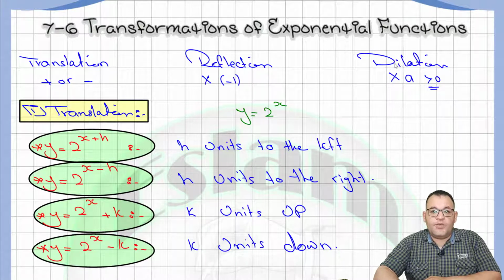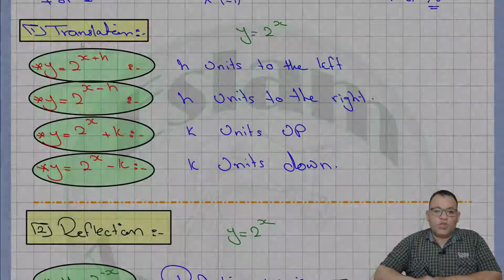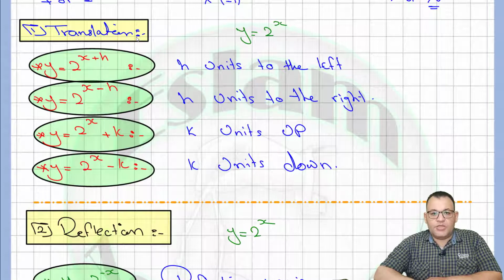For the dilation, it means you stretch or compress the graph if you multiply the parent function by a number more than 0. So the first type of transformation is called translation.